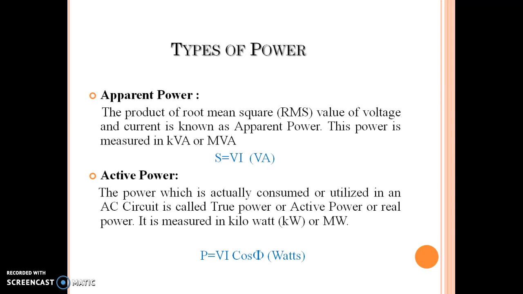Now, active power. The power which is actually consumed or utilized in an AC circuit is called true power, active power or real power. It is measured in kilowatt or megawatt. Active power is denoted by P and apparent power is denoted by S. P is equal to VI cos phi and the unit is watt.